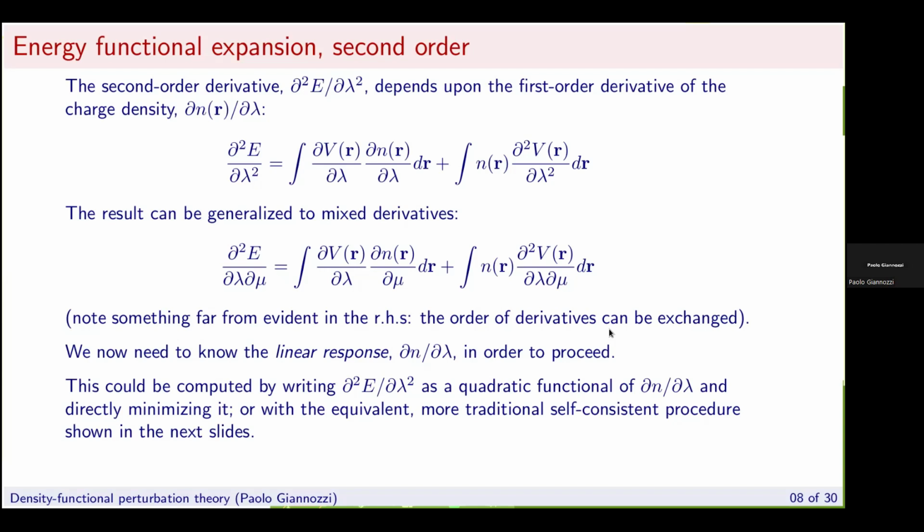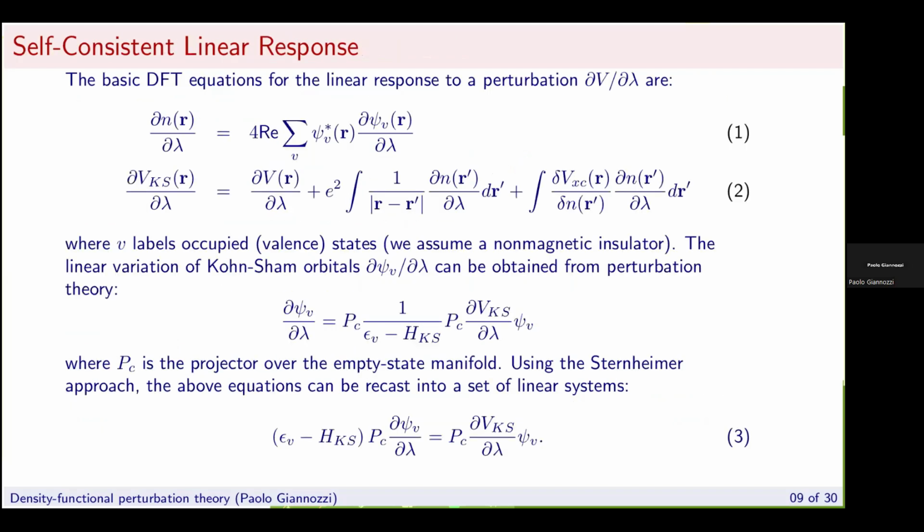And that's one possibility. An equivalent possibility, an apparently different way to proceed, but actually equivalent because the basic ingredients are the same, is to use perturbation theory and the self-consistent procedure applied to the Kohn-Sham equations. So what we do is first of all, we write the linear response of the charge density in terms of the linear response of the Kohn-Sham orbitals. So, equation number one.